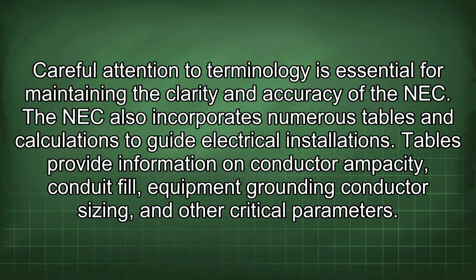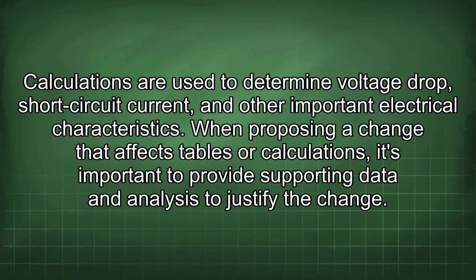The NEC also incorporates numerous tables and calculations to guide electrical installations. Tables provide information on conductor ampacity, conduit fill, equipment grounding, conductor sizing, and other critical parameters. Calculations are used to determine voltage drop, short circuit current, and other important electrical characteristics. When proposing a change that affects tables or calculations, it's important to provide supporting data and analysis to justify the change.